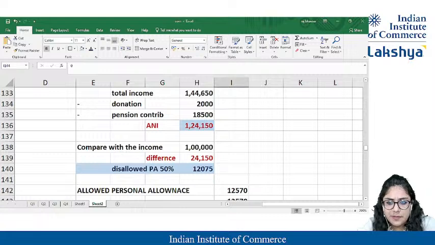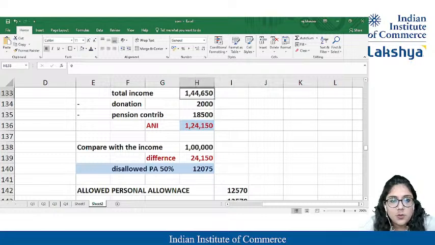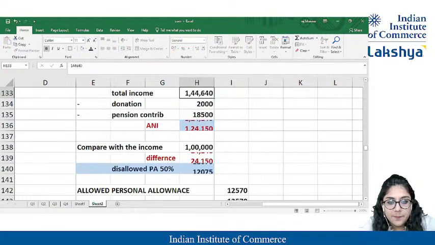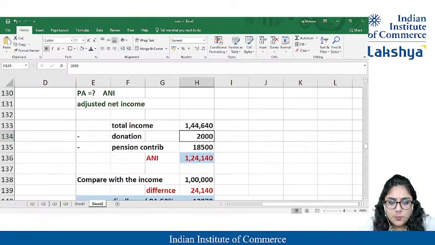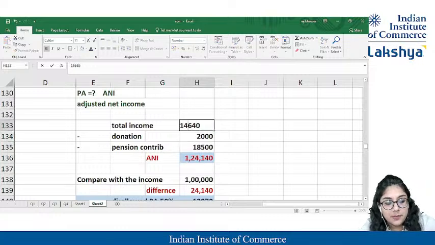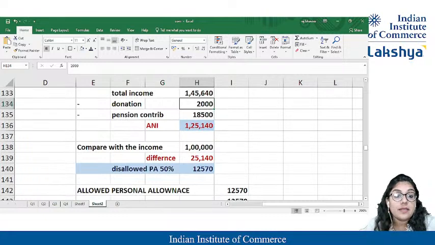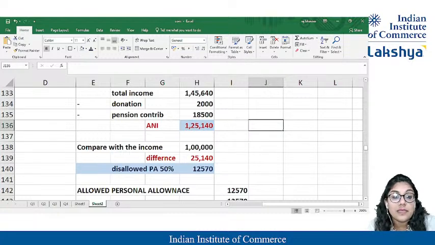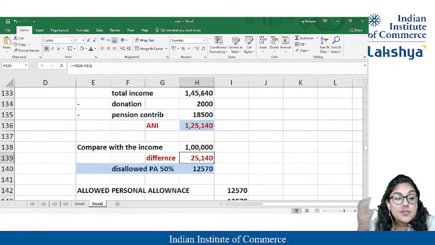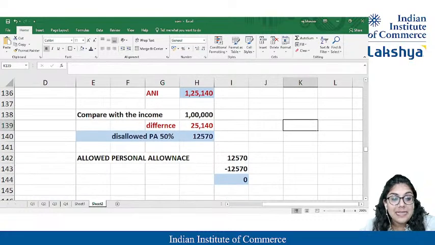Wait. It's 125,140. I made it 10 rupees more. So it should be 125,140. I just did a reverse calculation, isn't it? So yes, 125,140. If my total income is 125,140, that means it is more than 1 lakh by 25,140. So when I take 50% of that, I'll get the exact amount.